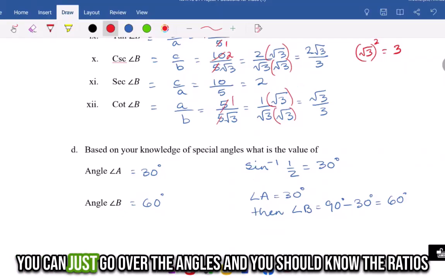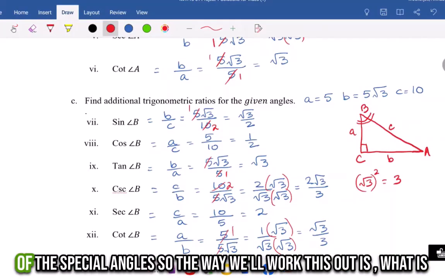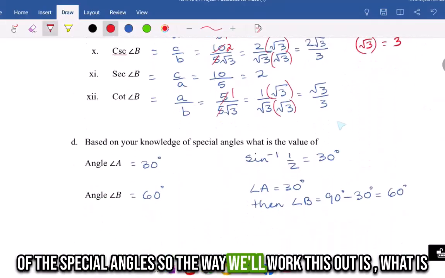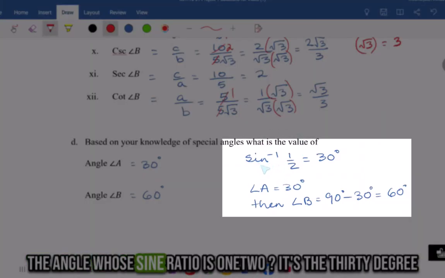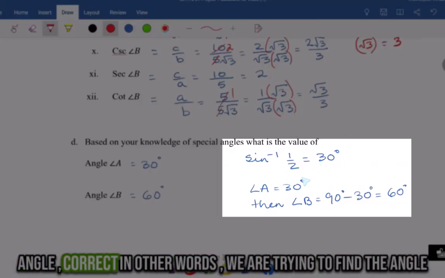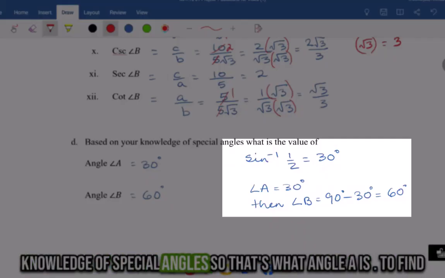Now, you can just go over the angles and you should know the ratios of the special angles. So the way we'll work this out is, what is the angle whose sine ratio is 1/2? It's the 30-degree angle, correct? In other words, we are trying to find the angle whose sine ratio is 1/2. It's 30 degrees from our knowledge of special angles. So that's what angle A is.